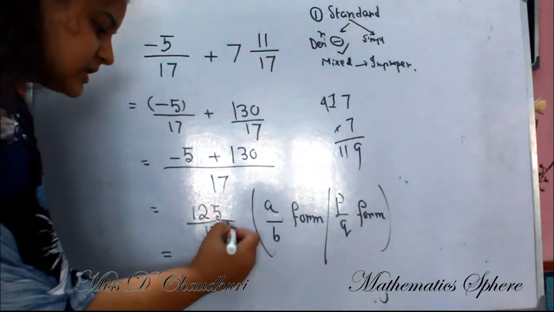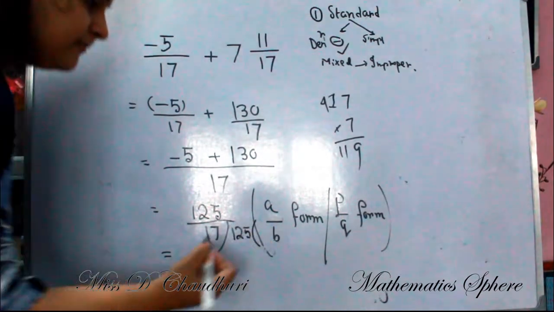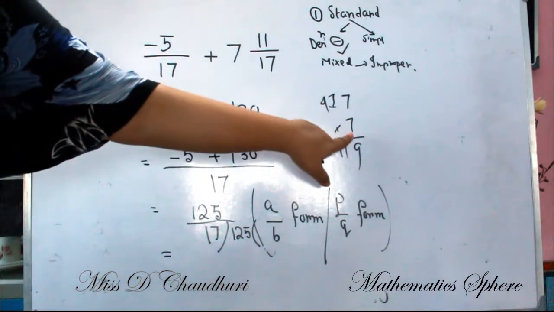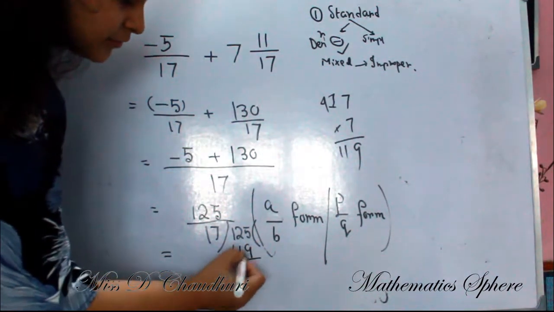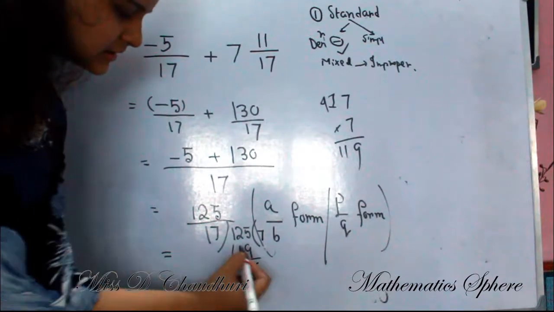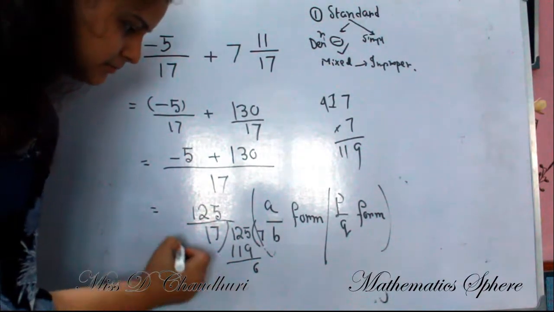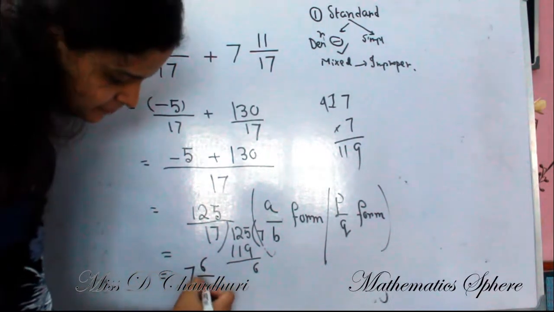Okay, so if we change it into mixed form, so 125, here we have already seen that 17 sevens are 119. So here 119 will get subtracted from it, and ultimately 6 will remain. So our answer will be 7 whole 6 by 17.